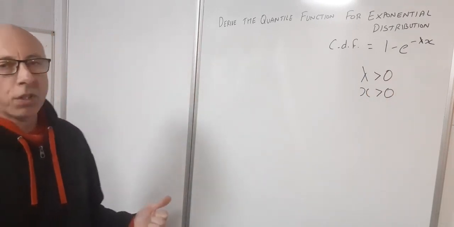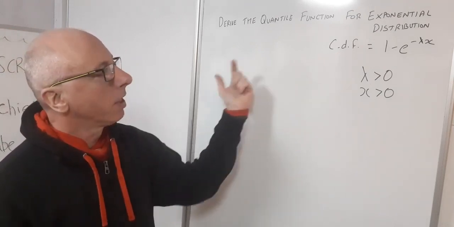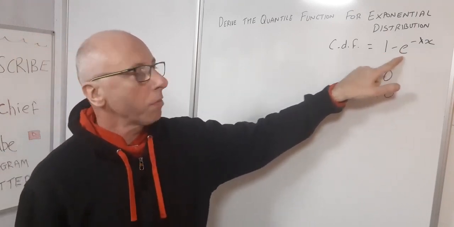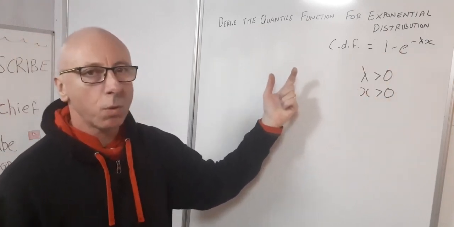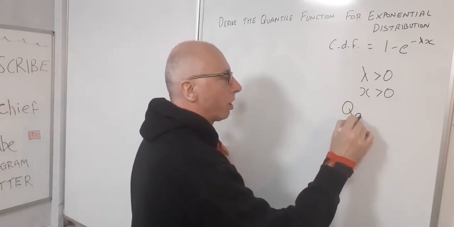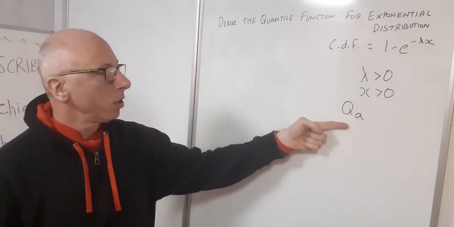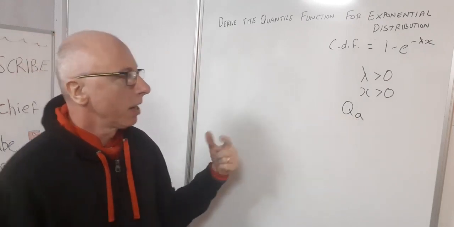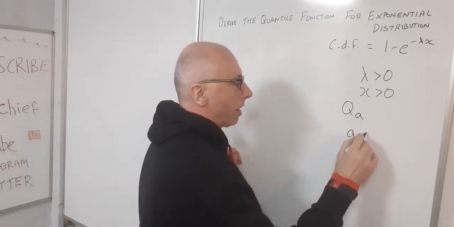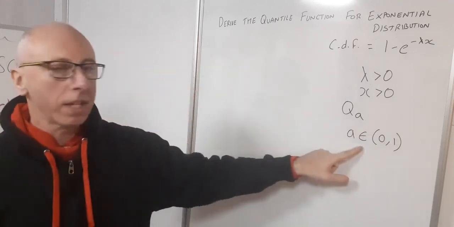So the quantile function is sometimes called the inverse CDF. What we do is we put in some different parameters and then solve for our quantile. What we're looking for is our quantile function, which you can write using the terminology Q of a. So a is our quantile, and a is in 0 to 1. That's our range for a.